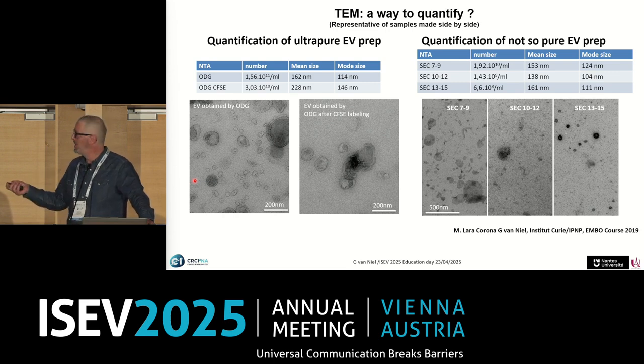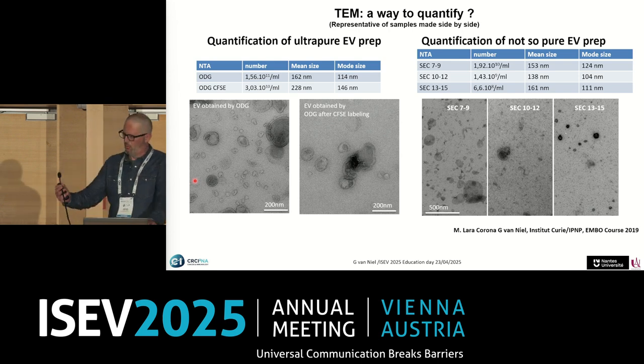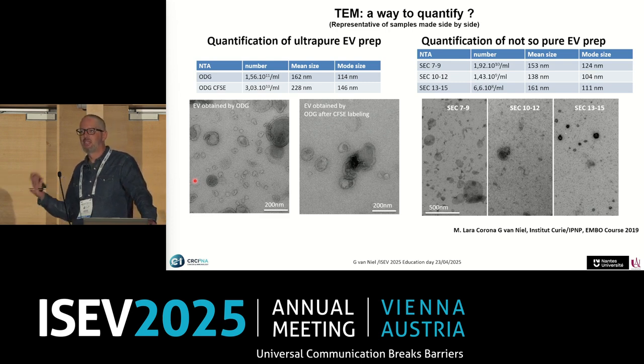size of the vesicles. This is an example I have taken from the EMBO course that we have entertained for 10 years with Anne Hendrix, Esther Nolte-'t Hoen, and Cecilia Lasser. So we have separated and isolated vesicles by Optiprep density gradient before and after CFSE labeling, and measured their size and concentration by NTA. And you can see that you have more or less the same concentration, and you can find back more or less the same concentration and same size by electron microscopy. So you have a correlation between both methods.